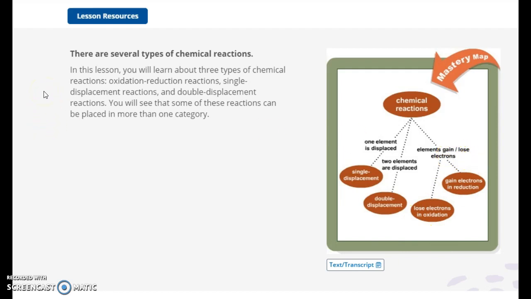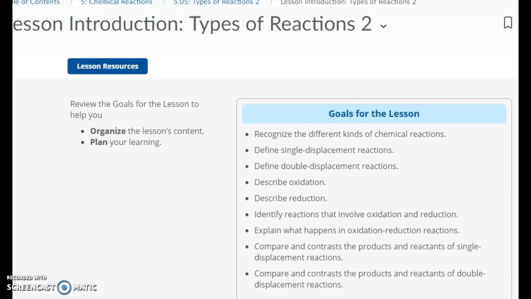In this lesson, you will learn about three types of chemical reactions: oxidation-reduction reactions, single displacement reactions, and double displacement reactions. You will see that some of these reactions can be placed in more than one category.